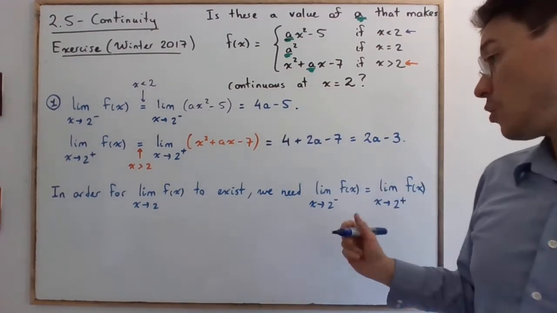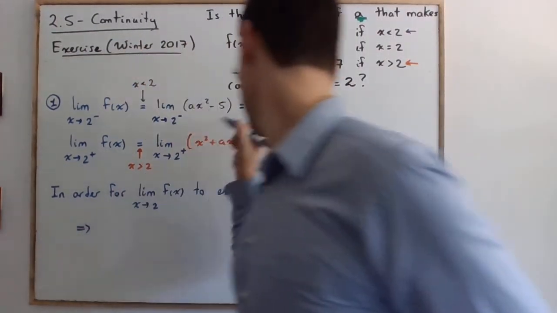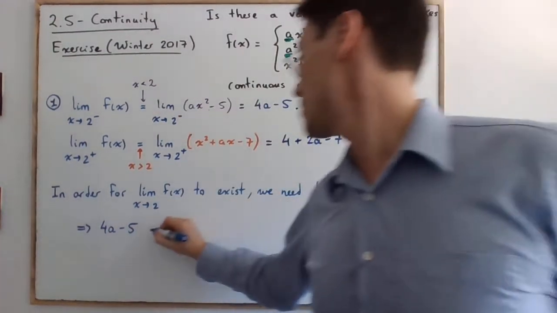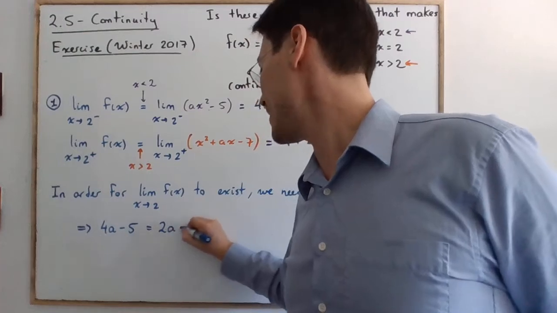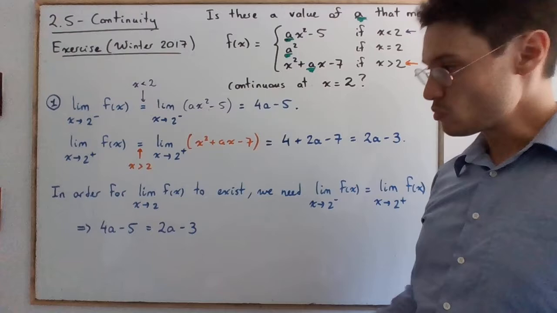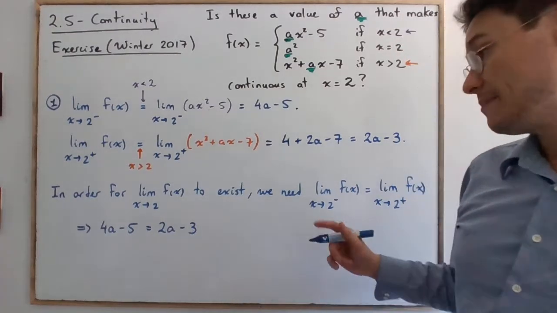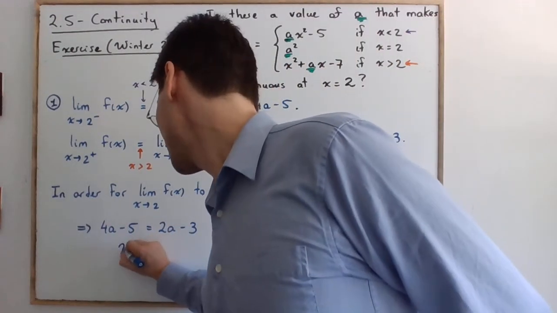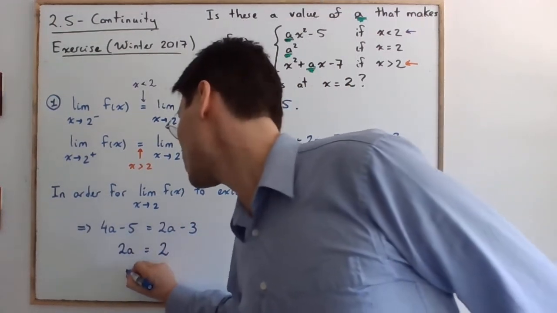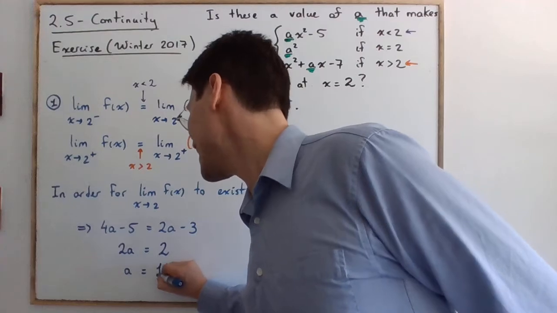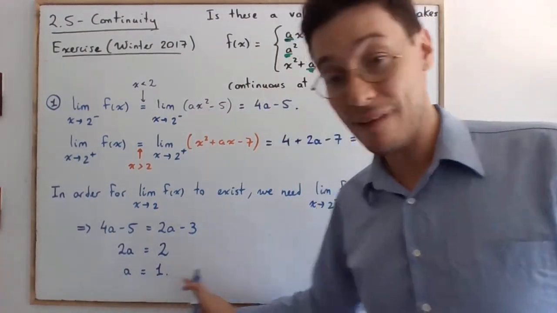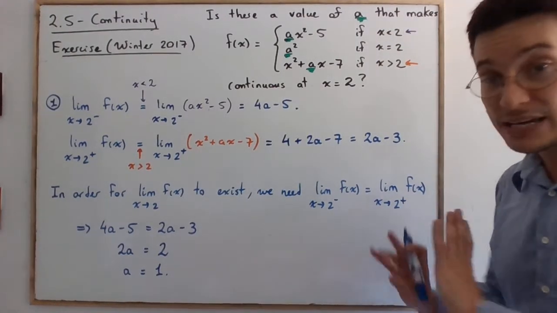So the limit from below is the 4a minus 5 that you see right here. So we have that 4a minus 5 must match 2a minus 3. Now, obviously, you solve that for a. So what you get is 2a, doing a little bit of algebra, not much. 2a is equal to 2, which means a is equal to 1. Okay, now I'm going to write that value of a right here, and I'm going to erase all the rest.